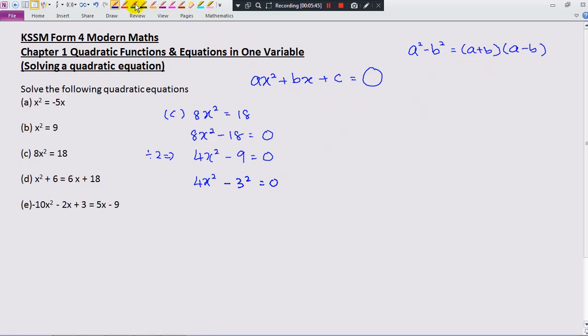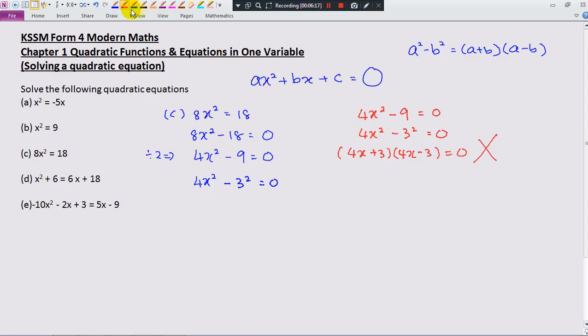Some students might make this mistake. 4x squared minus 9 equals 0, right? Okay, so they do it this way. 3 squared. Now we're happy. We see a squared minus b squared. So when we use this formula, 4x plus 3, 4x minus 3 equals 0. But this is actually not correct. Why? The square here is only for x, not for 4.